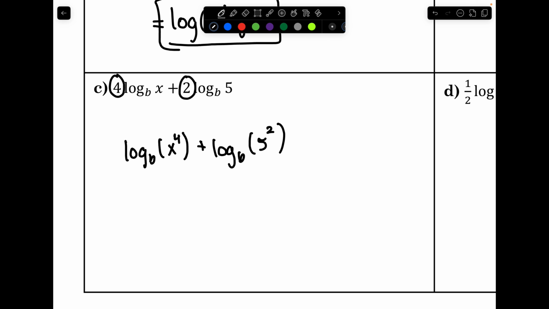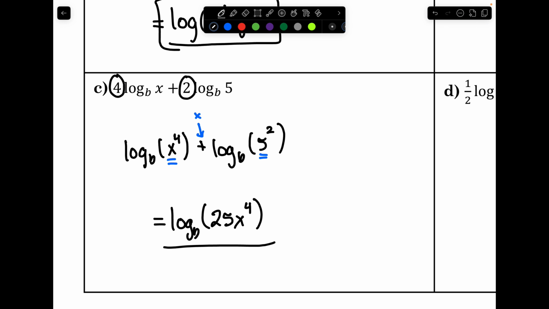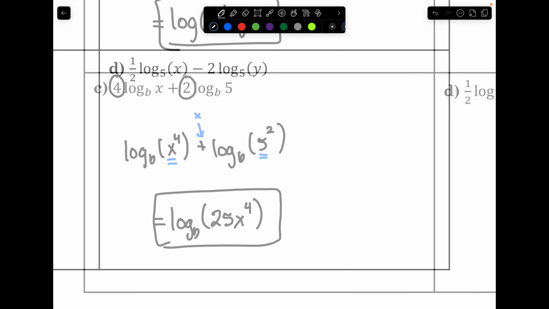Now, because we're adding, that means that both of these two values will be multiplied together. So to condense this into one log base b, our x to the fourth power needs to be multiplied with 5 to the second, which I mentioned earlier is 25. And multiplying 25 with x to the fourth looks like this. So there is your condensed form of that log expression.